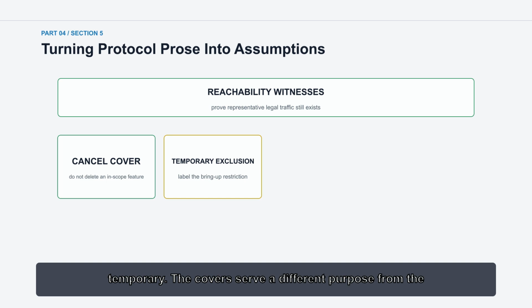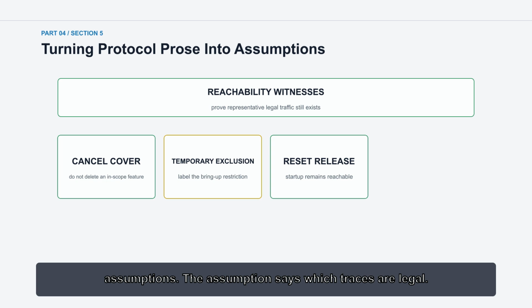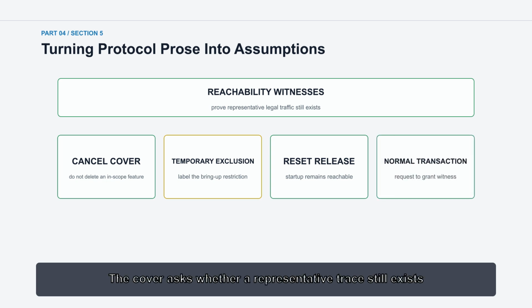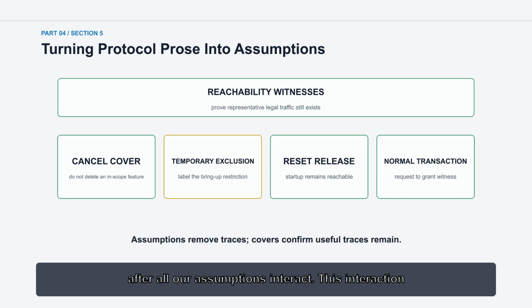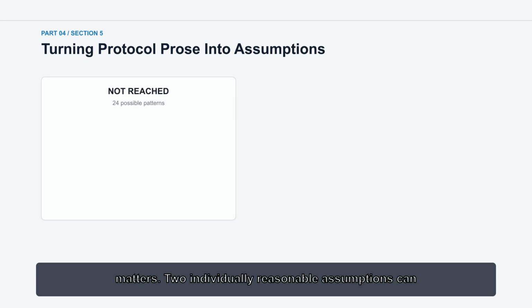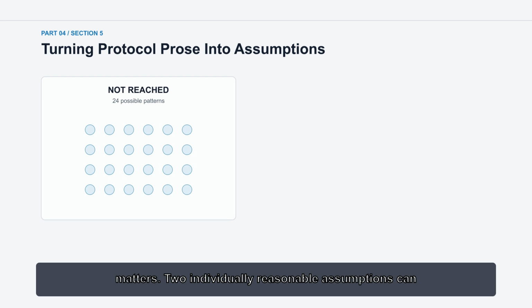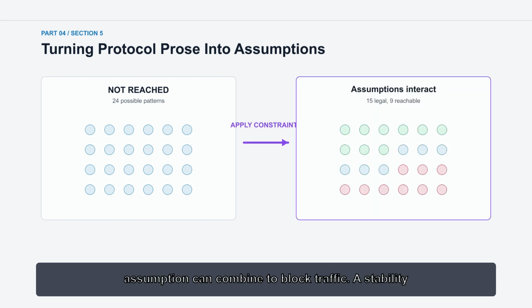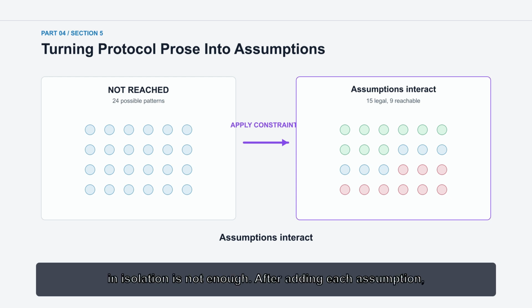The covers serve a different purpose from the assumptions. The assumption says which traces are legal. The cover asks whether a representative trace still exists after all our assumptions interact. This interaction matters. Two individually reasonable assumptions can contradict each other. A reset assumption and a mode assumption can combine to block traffic. A stability assumption may begin one cycle too early and prevent the request from ever rising. Looking at each line in isolation is not enough.